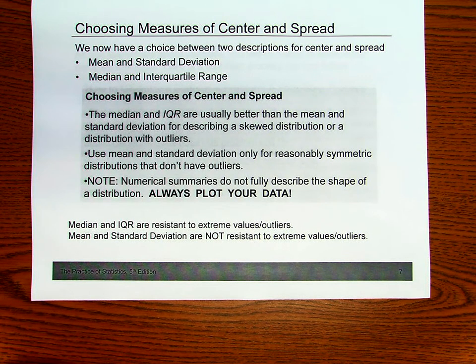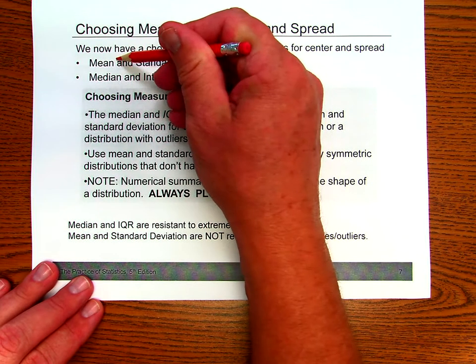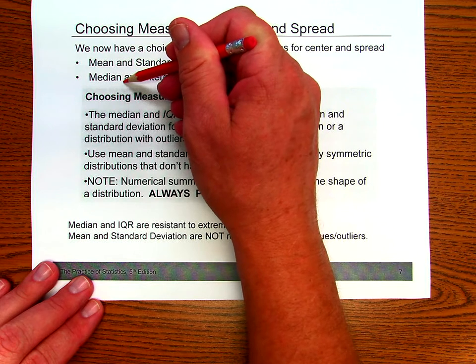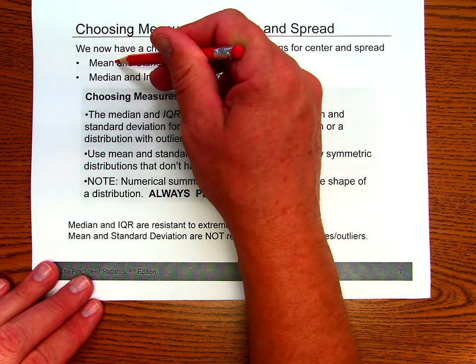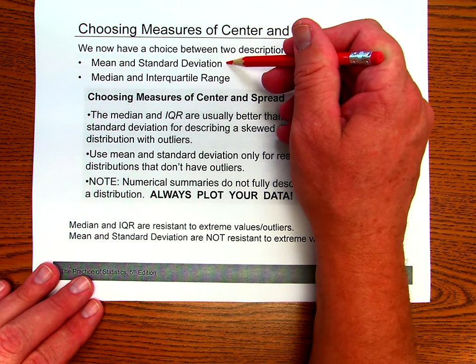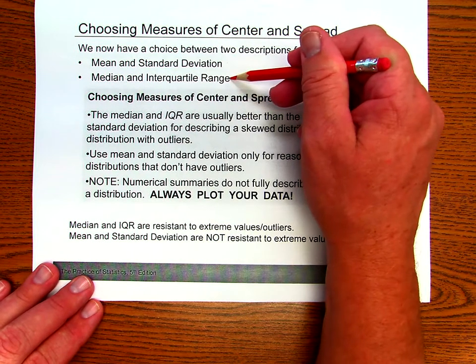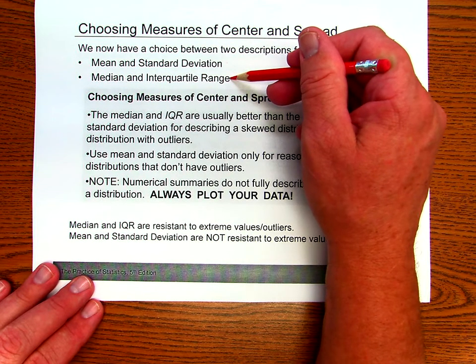The two typical measures of center you're going to choose are either the mean or the median. If you choose to use the mean, the spread that you need to pair it up with is standard deviation. If you choose to use the median, the spread you have to pair it up with is the interquartile range. And we addressed interquartile range a couple days ago.